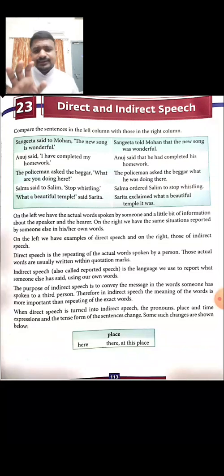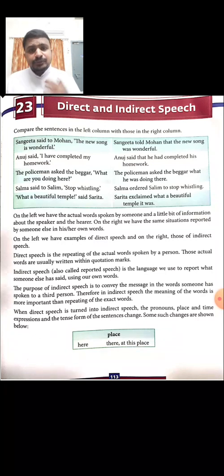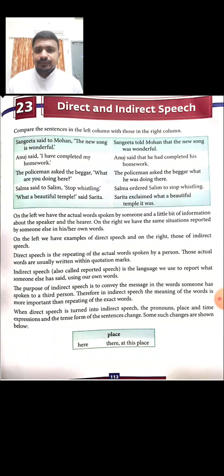Before going to the examples given there, friends, in the third paragraph and fourth paragraph, the definitions of the direct and indirect speech have been given. So let us see the definition and understand first, then let us come back to the examples. That would be better for you to understand. And children, remember this is 23rd chapter in page number 113.